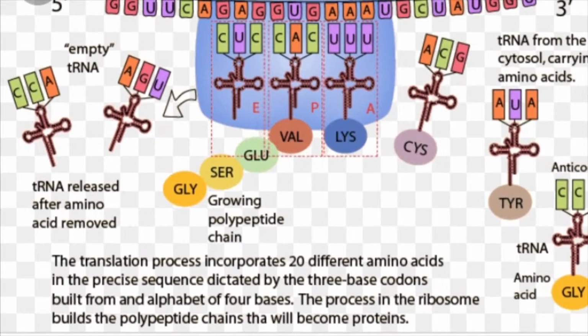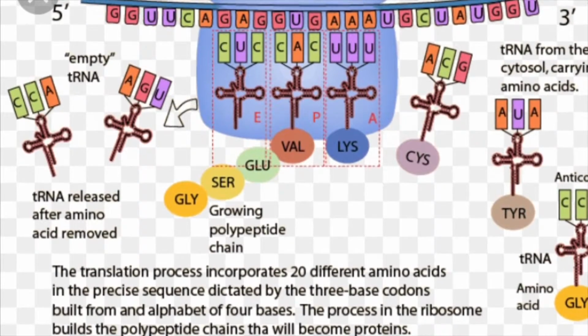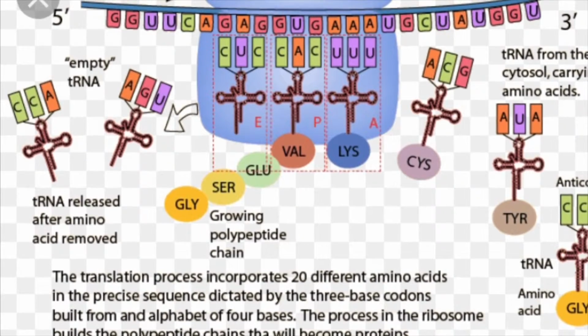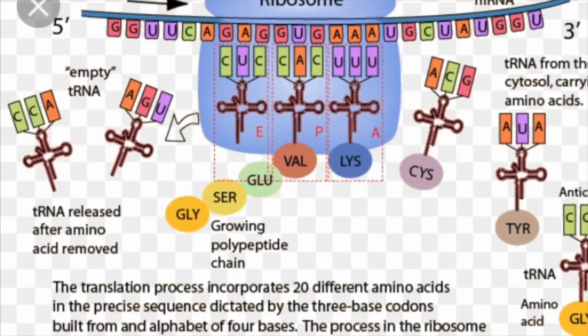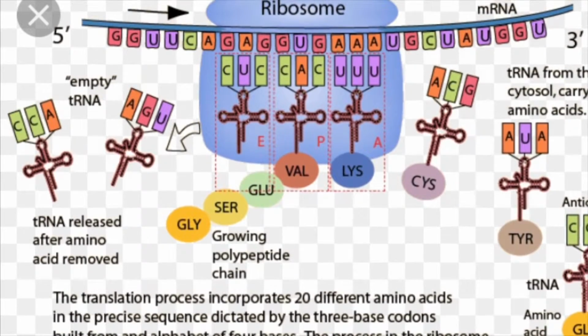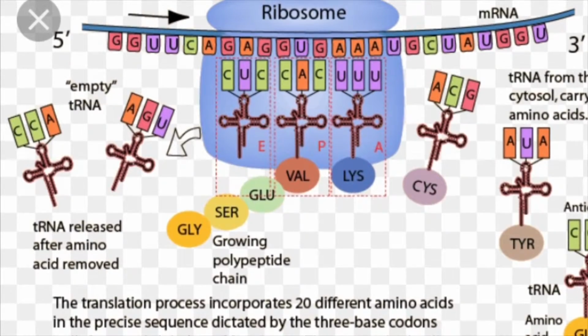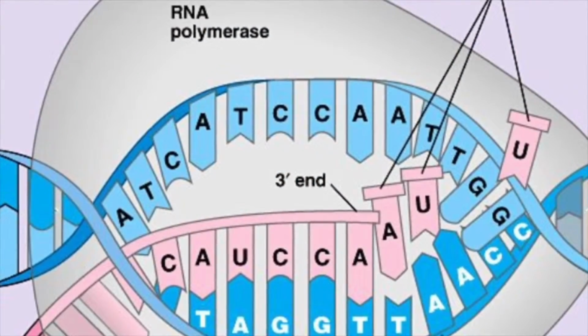Protein synthesis starts in the nucleus with a process called transcription, where the information in DNA is transferred to a messenger RNA molecule. An mRNA molecule is the same as one strand of DNA, except thymine is replaced with uracil. RNA polymerase catalyzes the formation of an RNA molecule by reading one side of DNA and stringing together a complementary strand of RNA nucleotides.